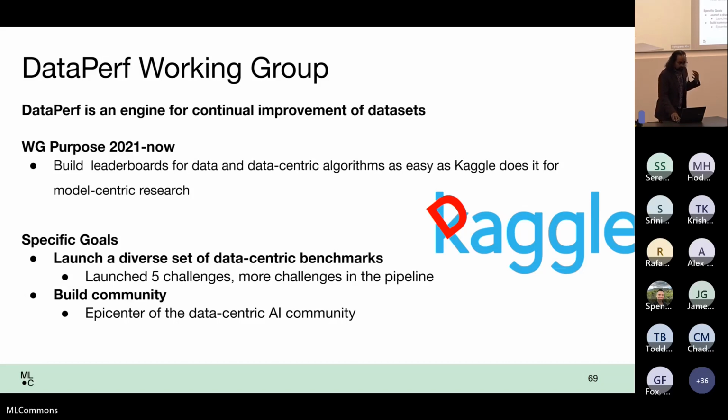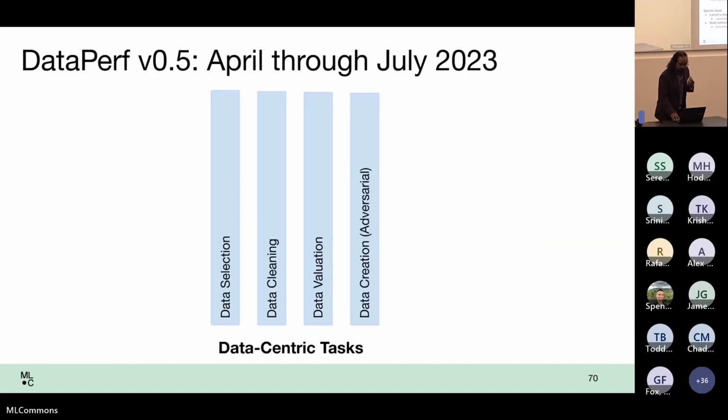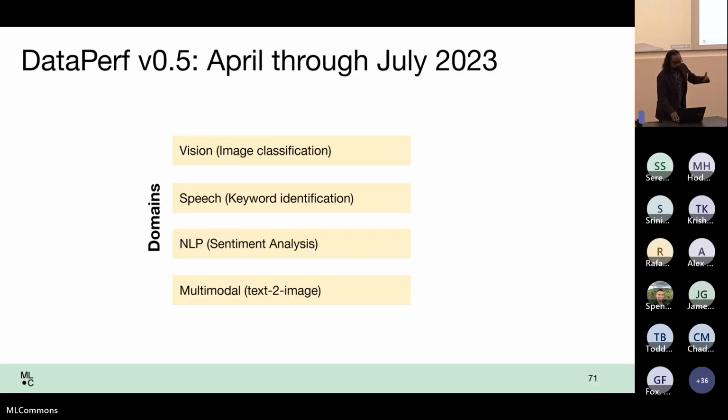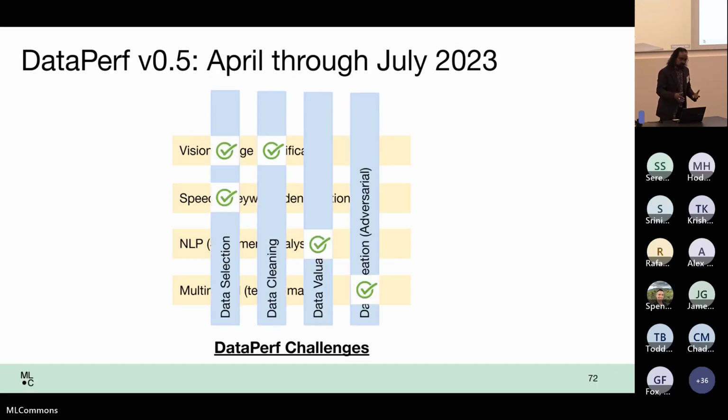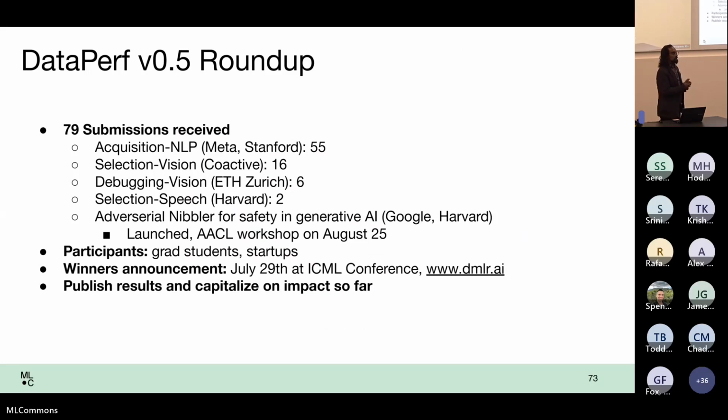At this point, we feel like we've gotten this community epicenter, and we have launched these challenges. Let me tell you about some of them. There are different data-centric tasks, like data cleaning and valuing data. And there are different domains, like vision, speech, and NLP. At the intersection of these, we found the 5 challenges that we launched. We launched these challenges on March 30th, and we closed them on July 1st.